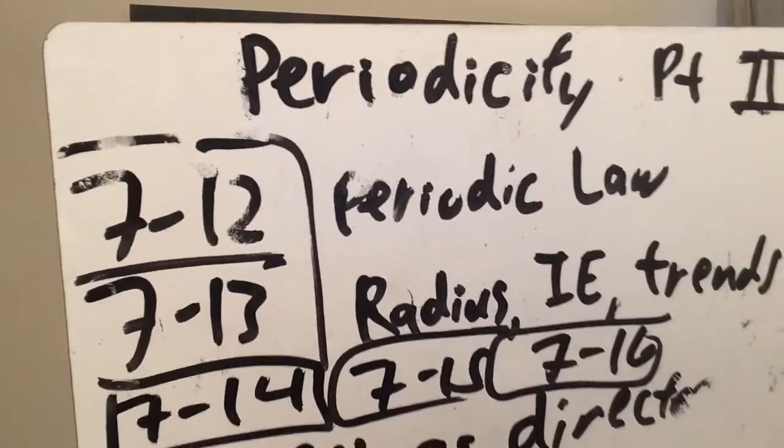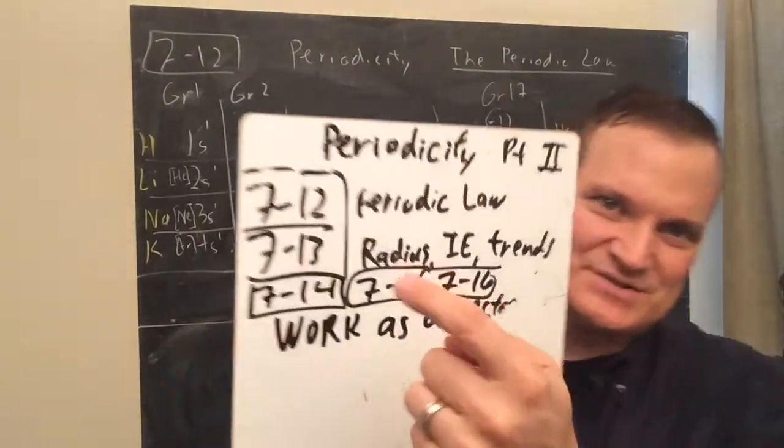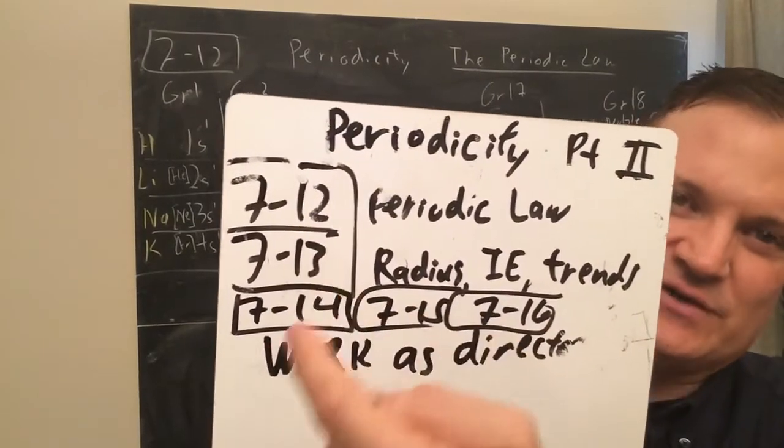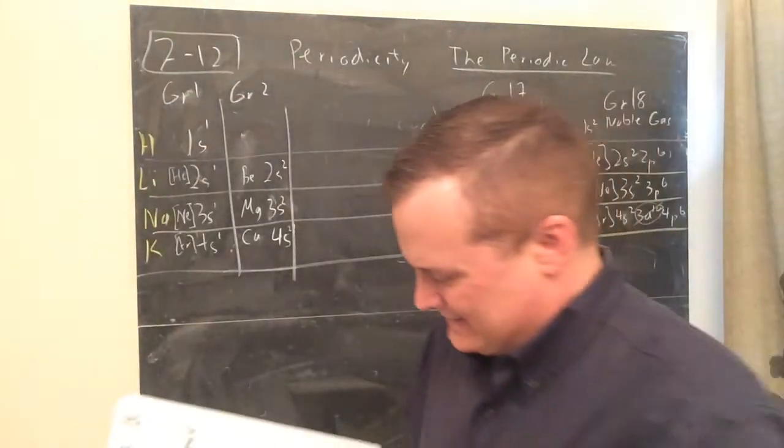Periodicity part 2 now. And I added some more sections. So it's 7.12, 7.13, 14, 15, and 16 in your notes.